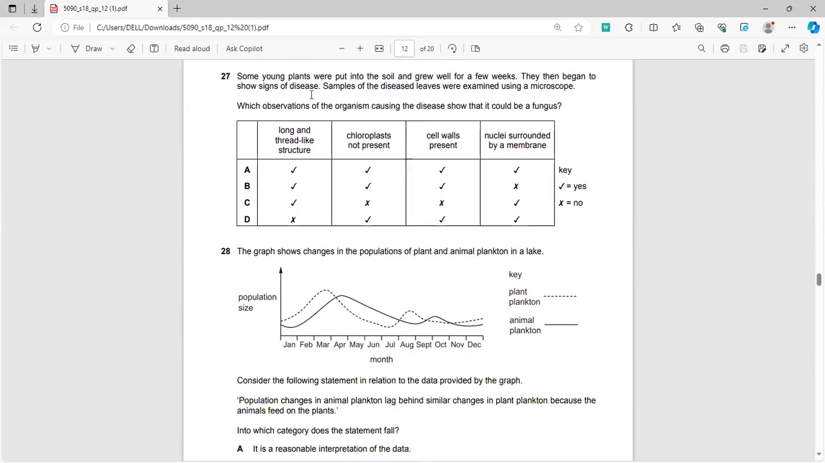Question number 27. It's an experiment we've done on young plants, and they say that samples of the diseased leaves were examined using a microscope. So, which observations of the organism causing the disease show that it could be a fungus? It has a long thread-like structure. This represents the hyphae or the mycelium. Chloroplast not present, since they aren't responsible for photosynthesis. Cell walls present. Yes, they have cell walls made up of chitin and they have nuclei surrounded by a membrane. Yeah, so three of the options are correct. However, fungi don't contain nuclei.